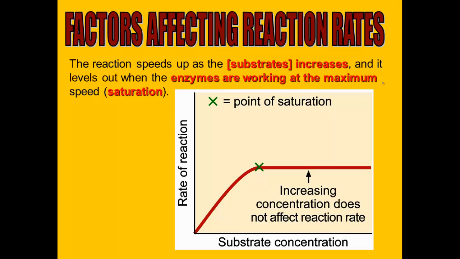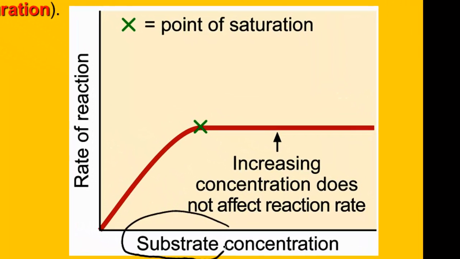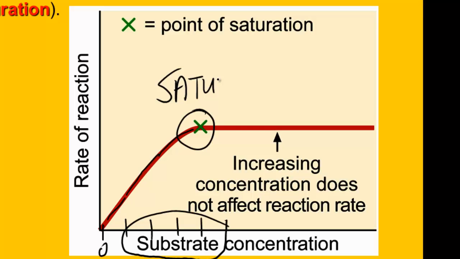So you're going to see a graph that looks like this when we're talking about concentration. And you always want to pay attention to what's on the bottom of the graph. This graph is saying substrate concentration. So if you start out with 0 substrates and you add a little bit more, then you're going to make some products. You add more, you add more, and the reaction rate is increasing until you reach this point. This is the point of saturation, or this is when the enzymes are completely saturated.